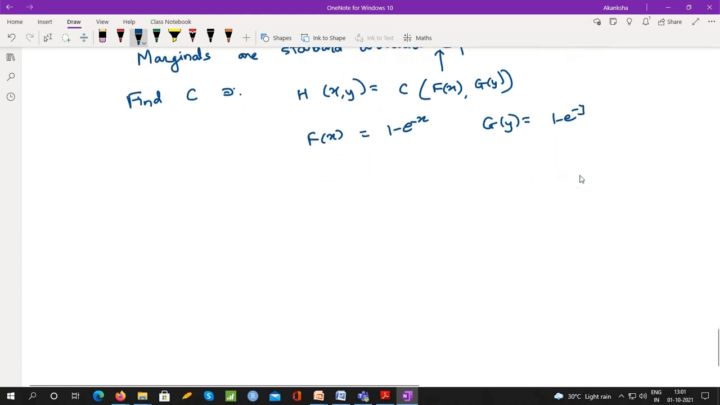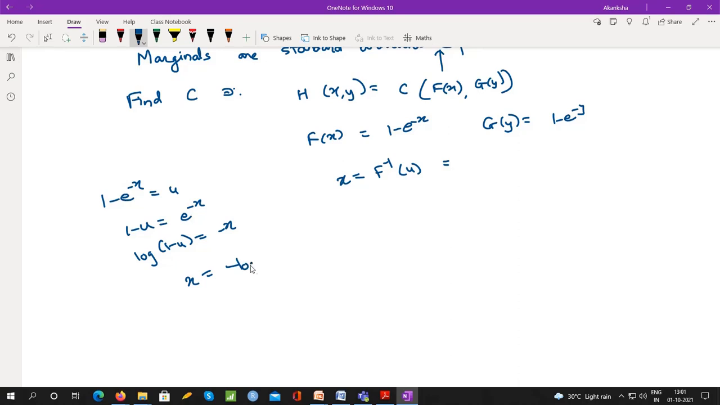And because things are continuous, we can define x as F inverse of u. So how do I do that? 1 minus e raised to minus x we have to equate to u. So I will have 1 minus u as e raised to minus x, log of 1 minus u as minus x. So x is minus log of 1 minus u. Similarly, y is G inverse of v, so it is minus log of 1 minus v.